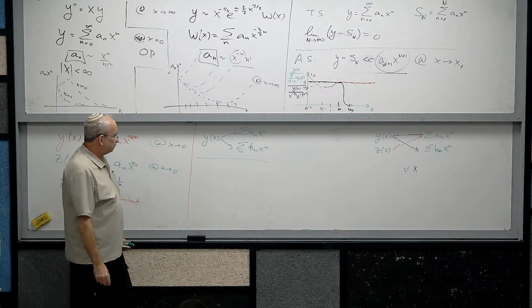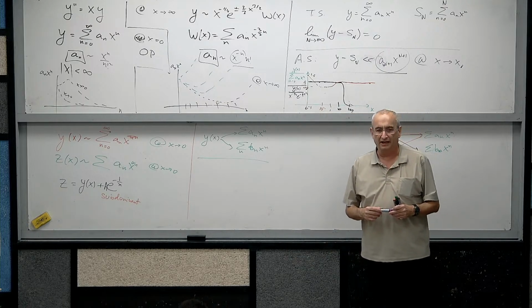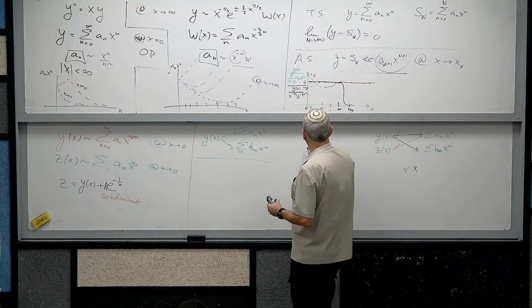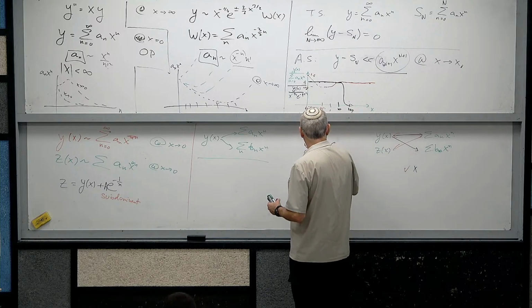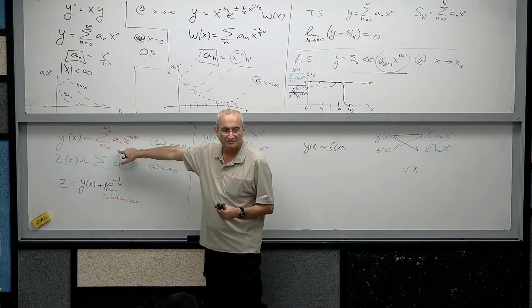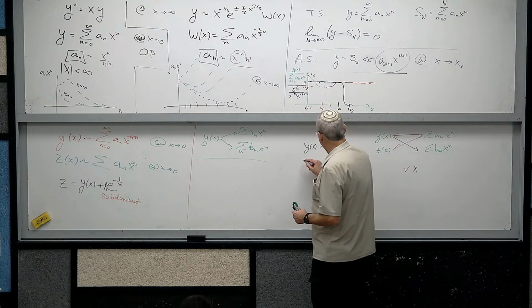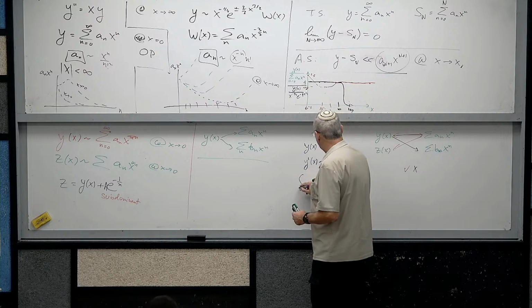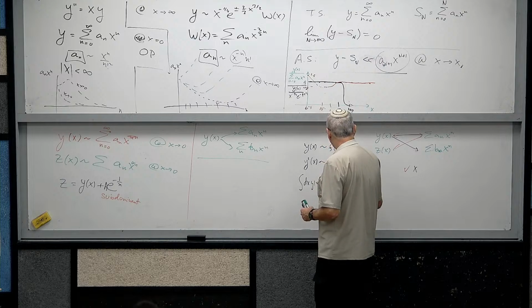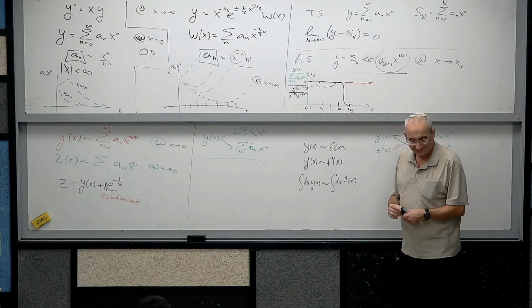Okay, another point has to do with this. Can we say that if we have an asymptotic relationship between y of x and f of x, where f of x may be some Taylor series or asymptotic series, that y prime of x is asymptotic to f prime of x? And can we say that the integral dx y of x is asymptotic to the integral dx f of x?